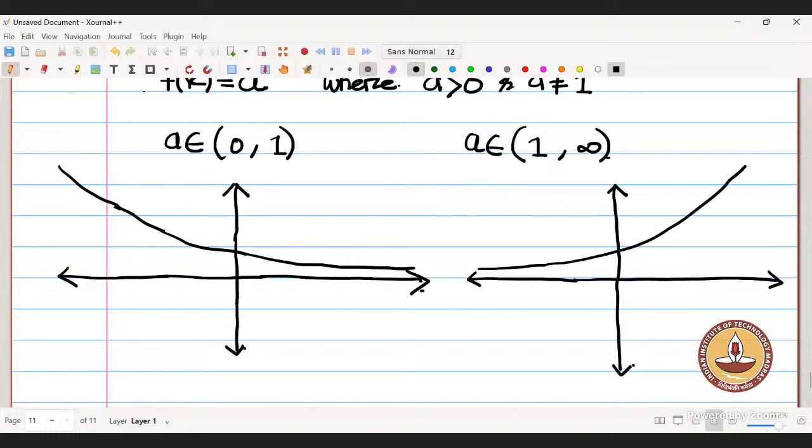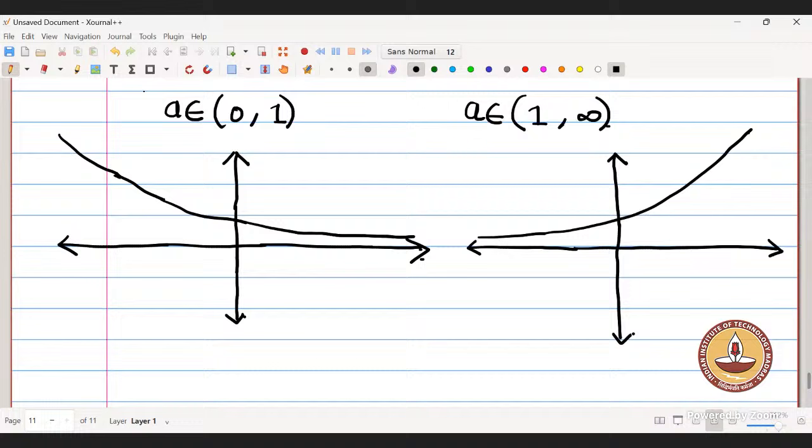Increasing graph, right? So as you can see, increasing. Excuse me, sir. In the second graph, a belongs to 1 to infinity. Then this graph cuts the y-axis at 0, 1. Yes, 0, 1. So this is first and second, and this is also 0, 1. Okay, sir.